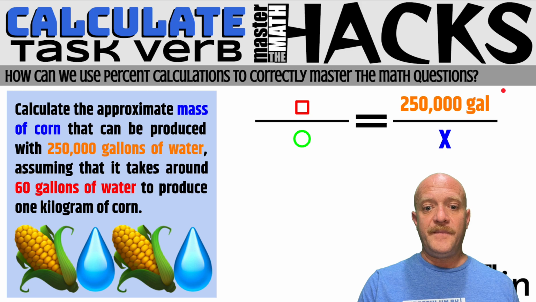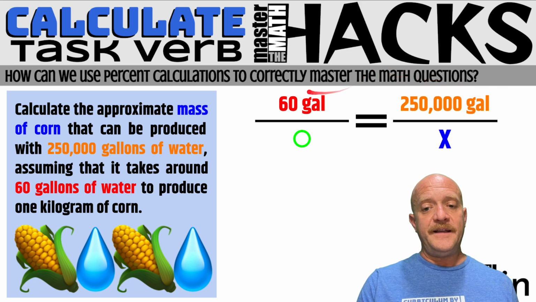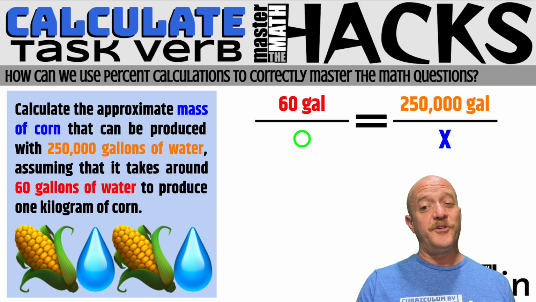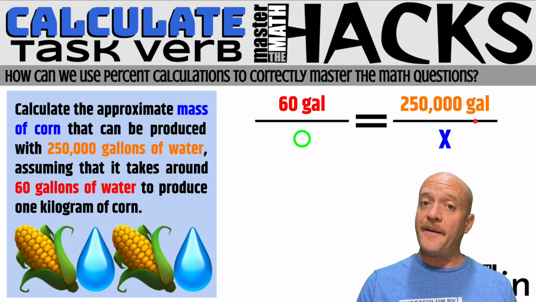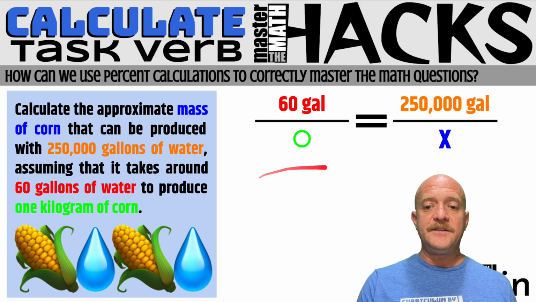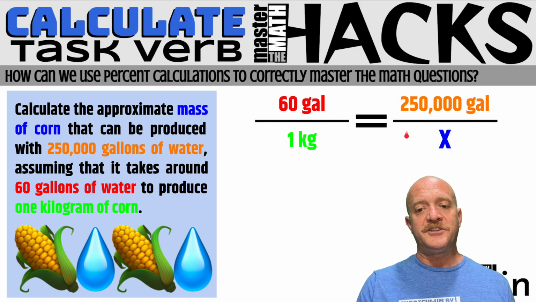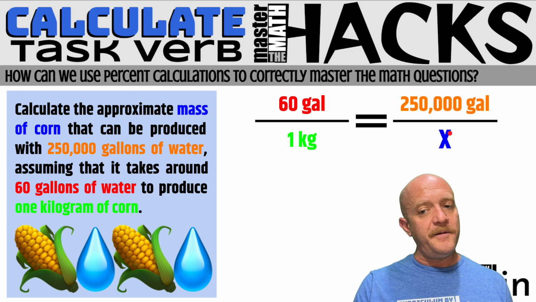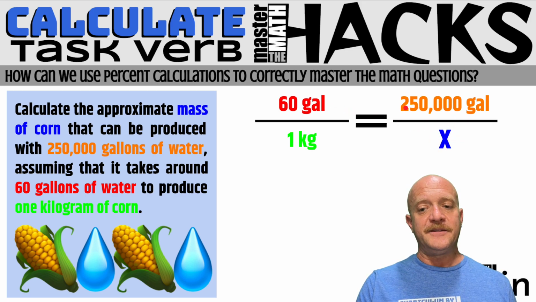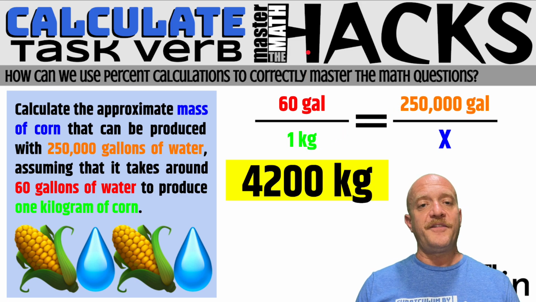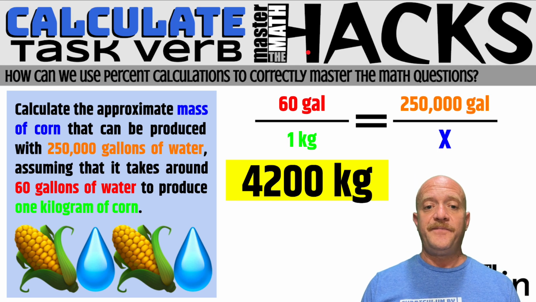Don't just write random numbers, because you will not get points if you do not show your units in the setup. Now the 60 gallons of water is going to go here because we want to have like units both as numerators, like units both as denominators. And here it is 1 kilogram of corn. So now this proportion is going to be the same as this proportion. This number down here is going to be bigger than 1, but smaller than 250,000. Again, I'm going to cross multiply and divide and get 4,200 kilograms.